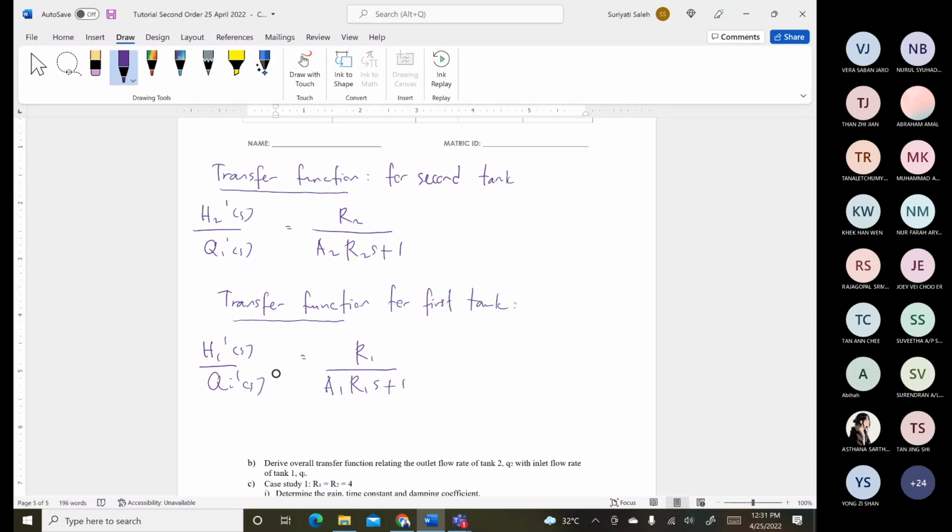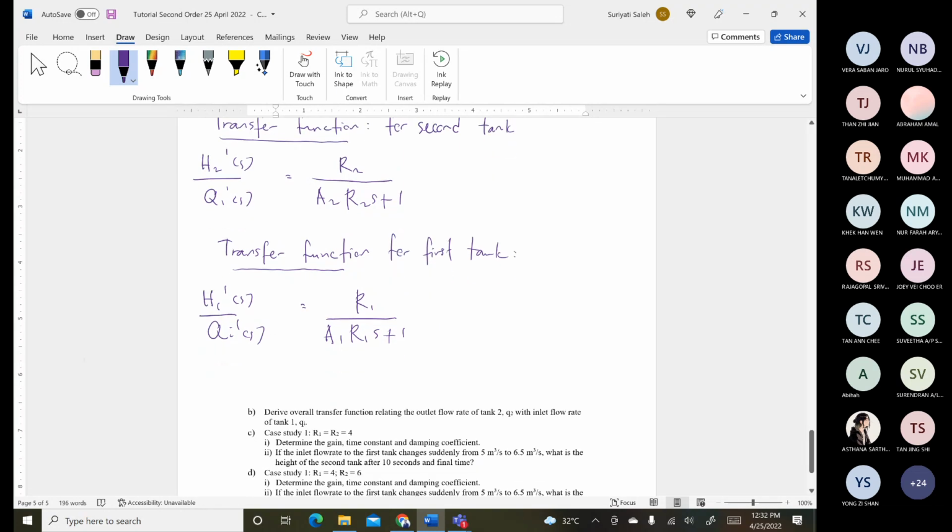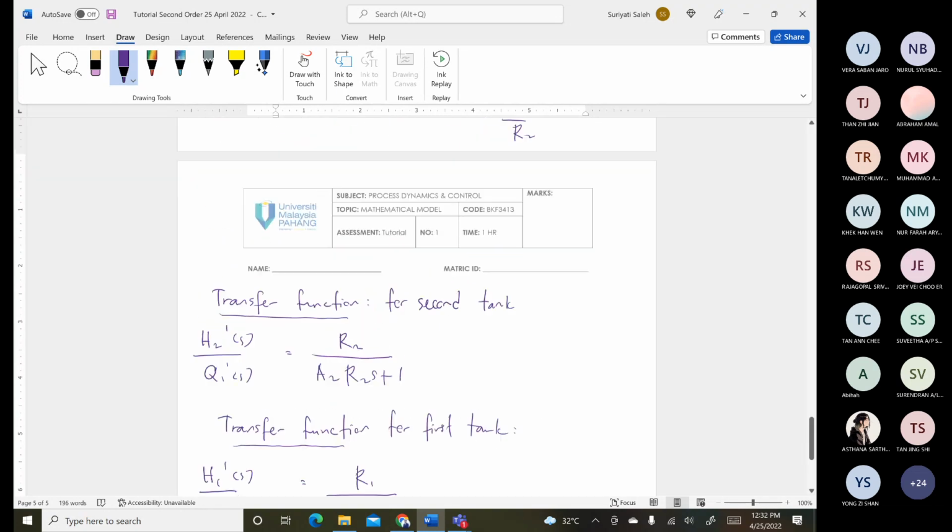And then for the exit flow rate, both tanks contain a valve. That means a similar valve relationship will be used. The main difference may be in the value of your resistance constant. So here we have the transfer functions for the second and the first tanks. Let's take a look at the question again.